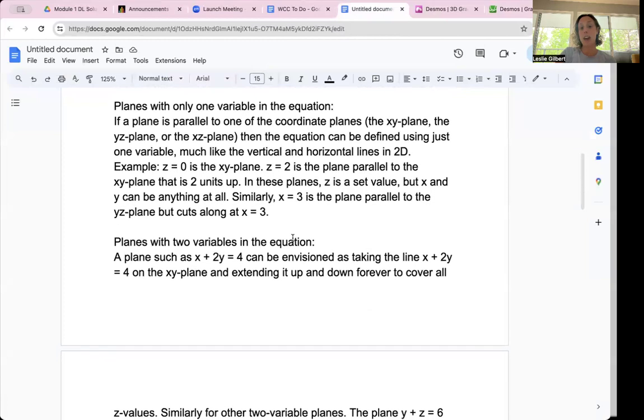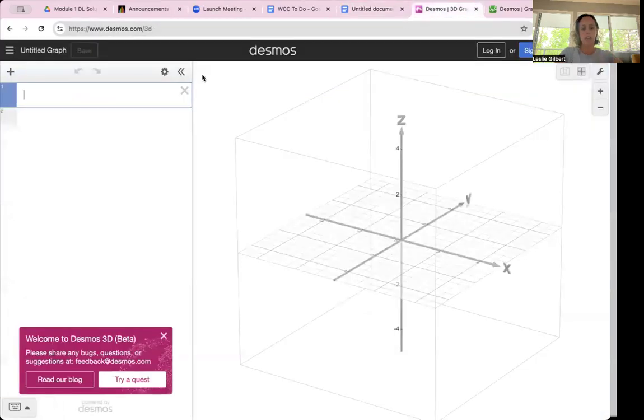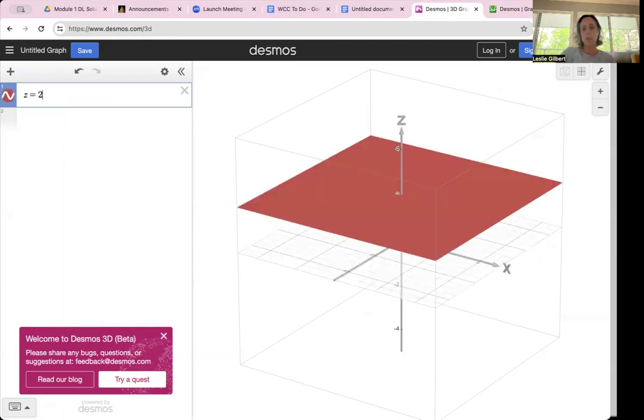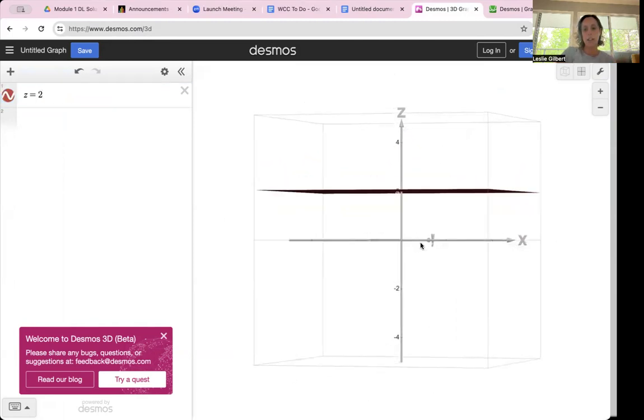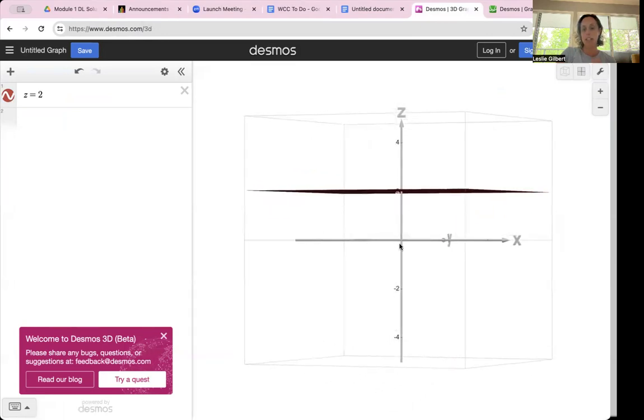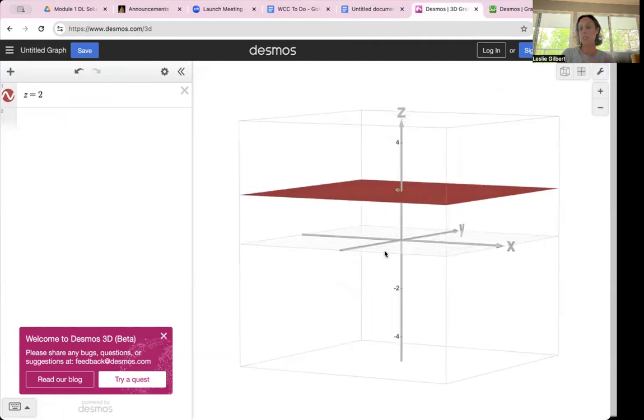So we can actually have an equation of a plane where there's only one variable. An example I have here is Z equals 0, Z equals 2. Let's look at what those look like. If I do Z equals 0, notice that that just highlights the XY plane. But if I do Z equals 2, and I drag this here to show what it looks like, this is parallel to the XY plane, but its height is Z. In other words, Z has to stay 2, but X and Y can be anything, which is a little like what we were seeing before with those horizontal and vertical lines in 2D.